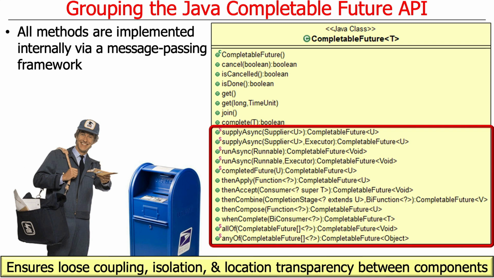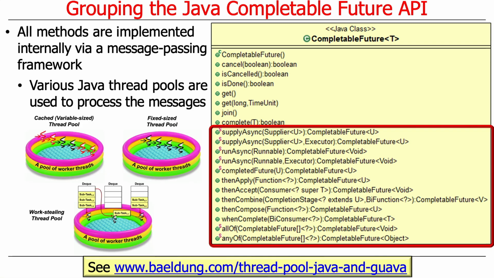All of the methods we talked about, be they factory methods, be they completion stage methods, be they arbitrary arity methods, be they exception handling methods, all of these things are implemented internally using a message passing framework, and we're going to talk more about how that works. And that gives you loose coupling, isolation, and location transparency. I should have put that in quotes because you're still running on the same processor, but where you run in that processor can be deferred until runtime because things are done by passing messages to a pool of threads.